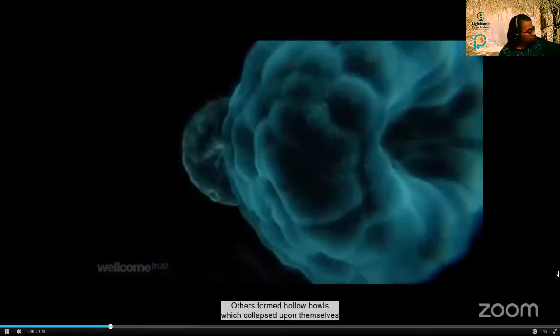Others formed hollow balls which collapsed upon themselves, creating a body with an internal cavity. They were the first multi-celled organisms. Sponges are their direct descendants. As more variations appeared, the tree of life grew and became more diverse. Some organisms became more mobile and developed a mouth that opened into a gut.